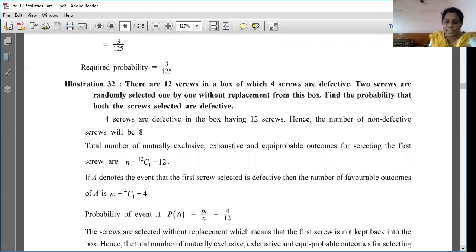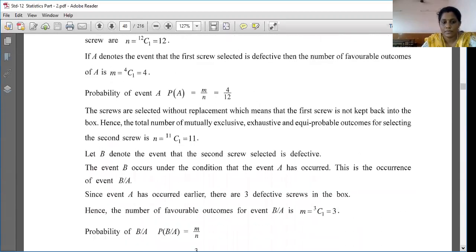Okay. Now next, second, B. B is the event that... now again n. If it is one by one without replacement, n has to be found again and again, so n keeps on changing. One by one without replacement means the selected items cannot be selected again. Once one screw has been selected out of 12, n reduces, and m also reduces, right?